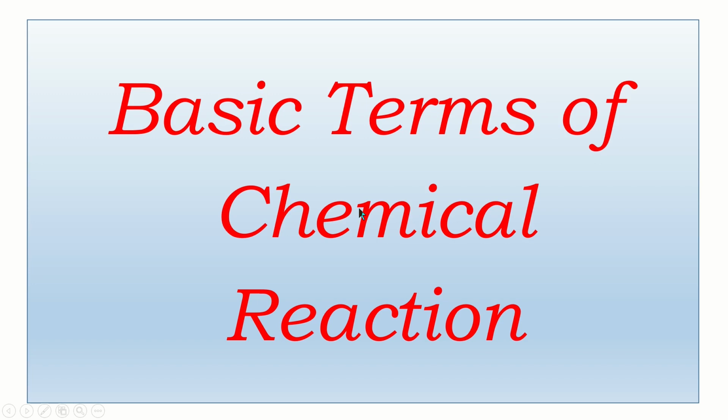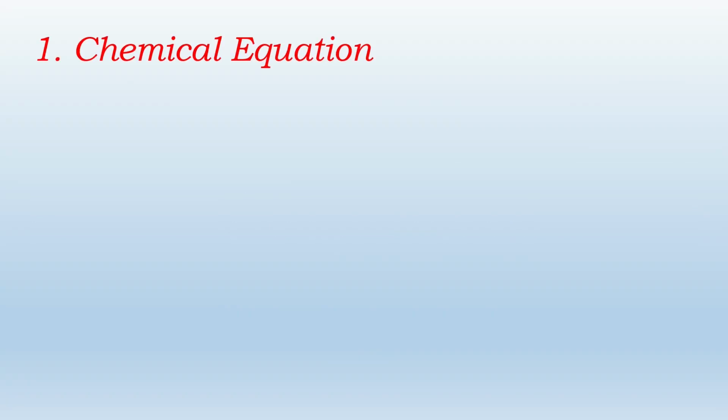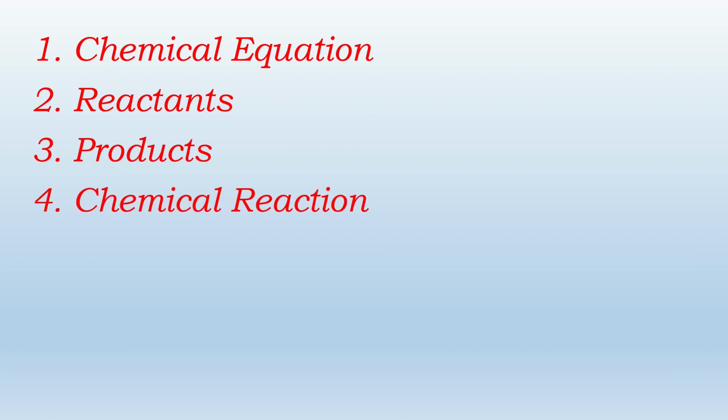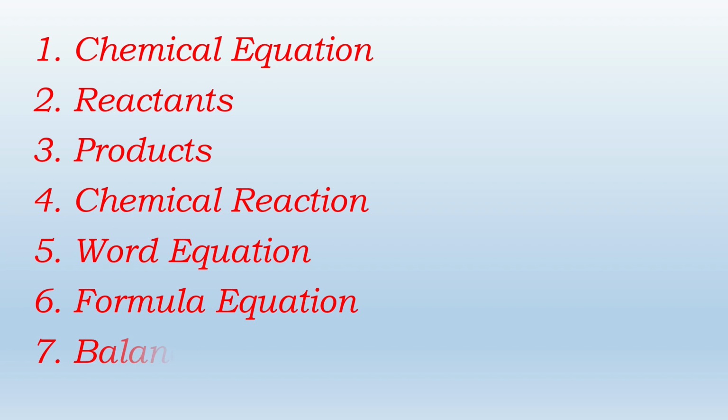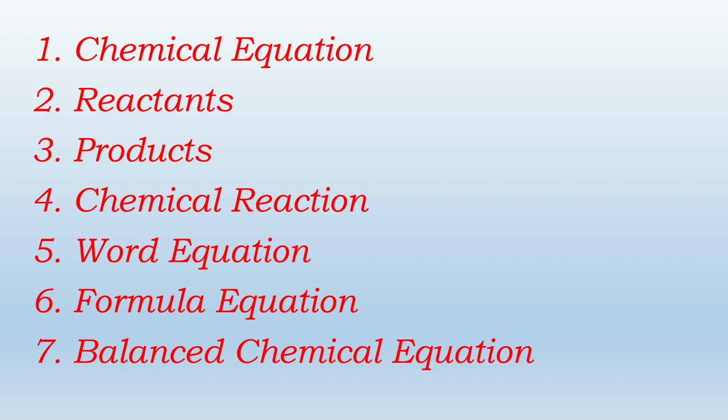Today I want to focus on some of the basic terms of chemical reaction which are very essential to understand the chemical reaction clearly. Okay, let's go through this. First, chemical equation, second, reactants, third, products, fourth, chemical reaction, fifth, word equation, sixth, formula equation, and seventh, balanced chemical equation. Let's talk about them one by one.